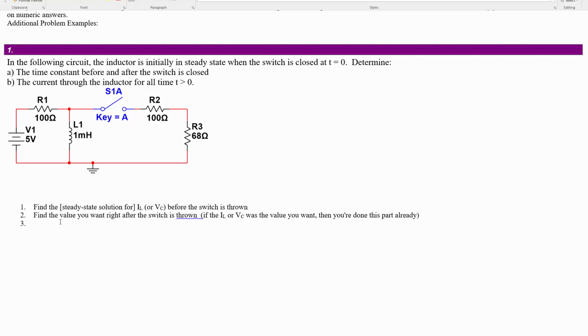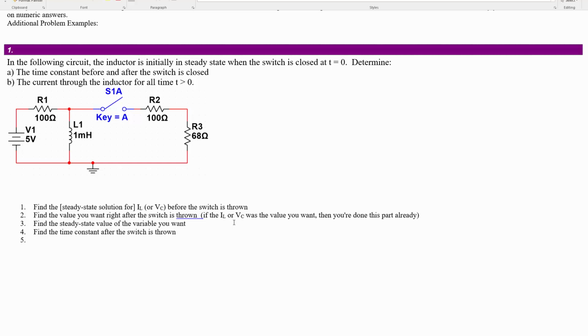Okay, so then what you'll do is find the steady state value of the thing you want. So the variable you want. In this case, they're asking us for the current through the inductor for all time. So that would just be the inductor current. But again, if you were looking for the current through the resistor for all time, you would find out the steady state value of that at this step. And then find the time constant after the switch is thrown.